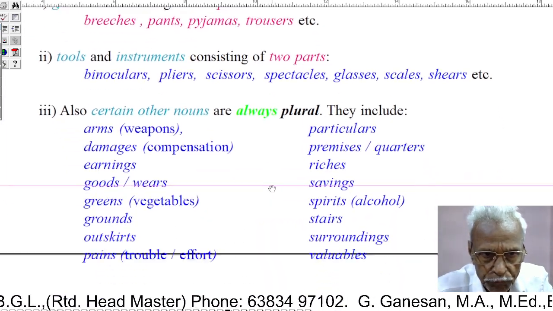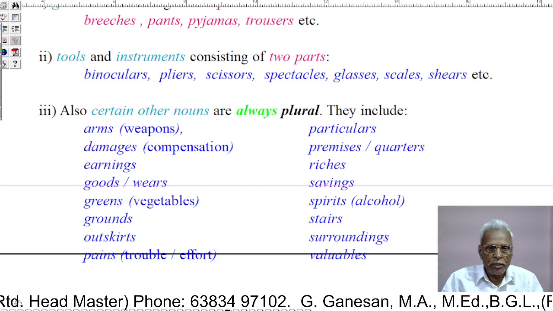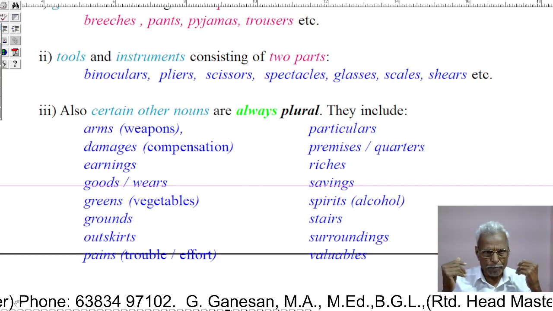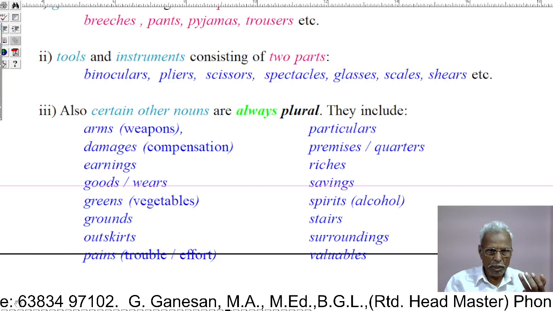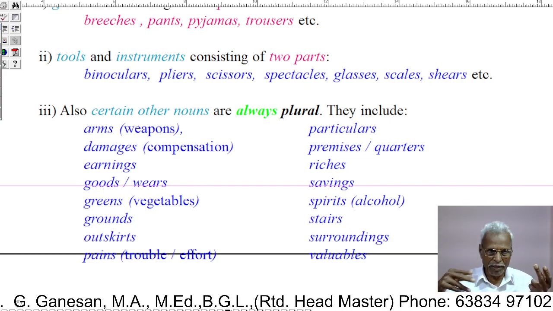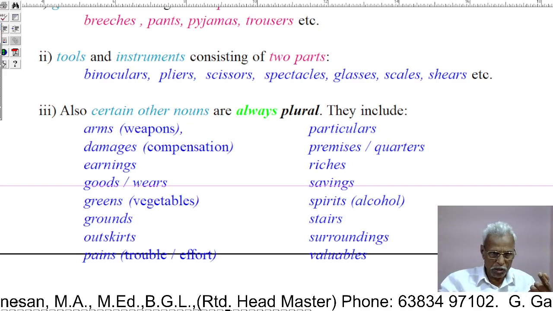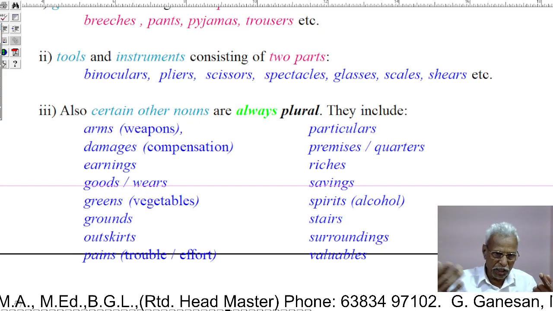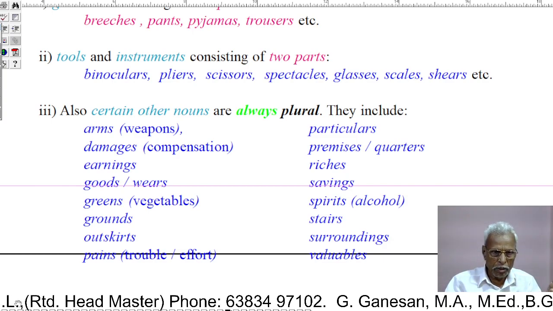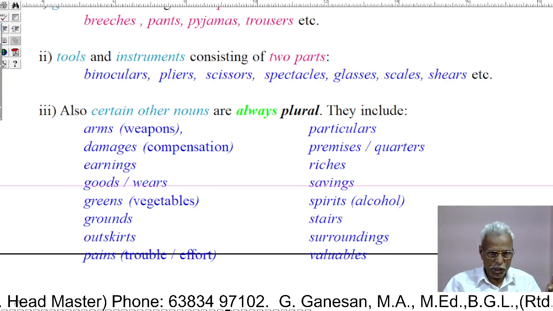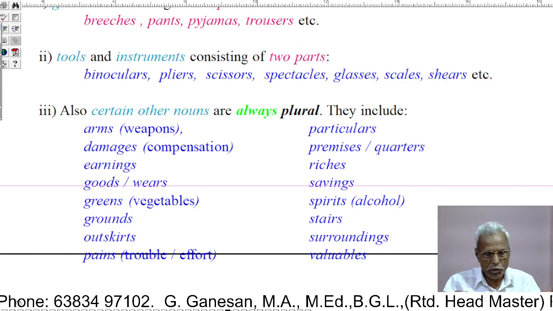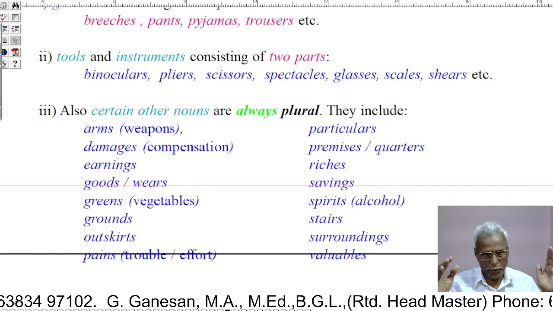Third one, certain other nouns are always plural. You see, some other nouns are always plurals. They are acts, weapons, damages, compensation, earnings, that is savings, goods, that is wares, greens, that is vegetables, grounds, that is outskirts, pains. There is a trouble or efforts taken, should be expressed using the noun in plural, pains.